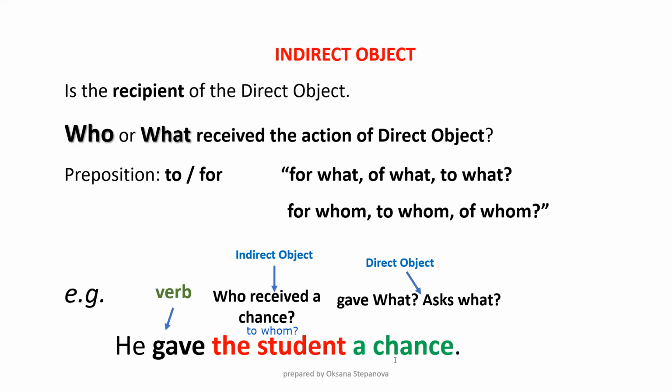And direct object is just a chance. So he gave what, or asks what, right? Direct object asks what normally. A chance. So I hope this makes some sense. So let's move on. I will clear all of this.